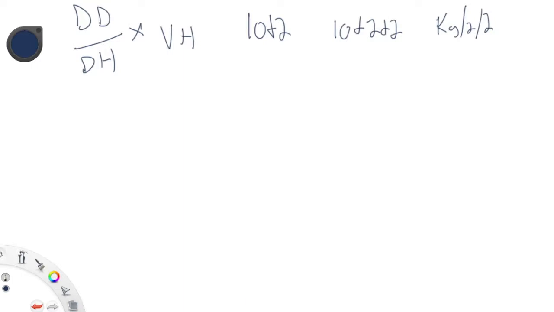We're going to talk about drug dosing, and we've got a couple of different methods here. We've got the tried and true desired dose over dose on hand times volume on hand, and that's going to give us the volume that we give. The advantage of this is that it works for any drug.